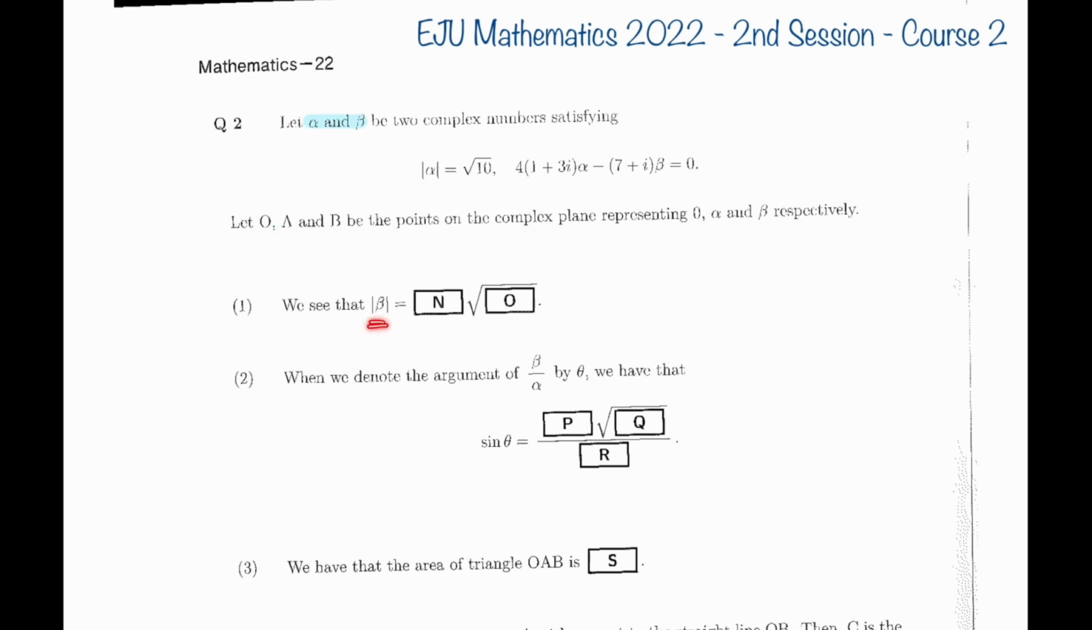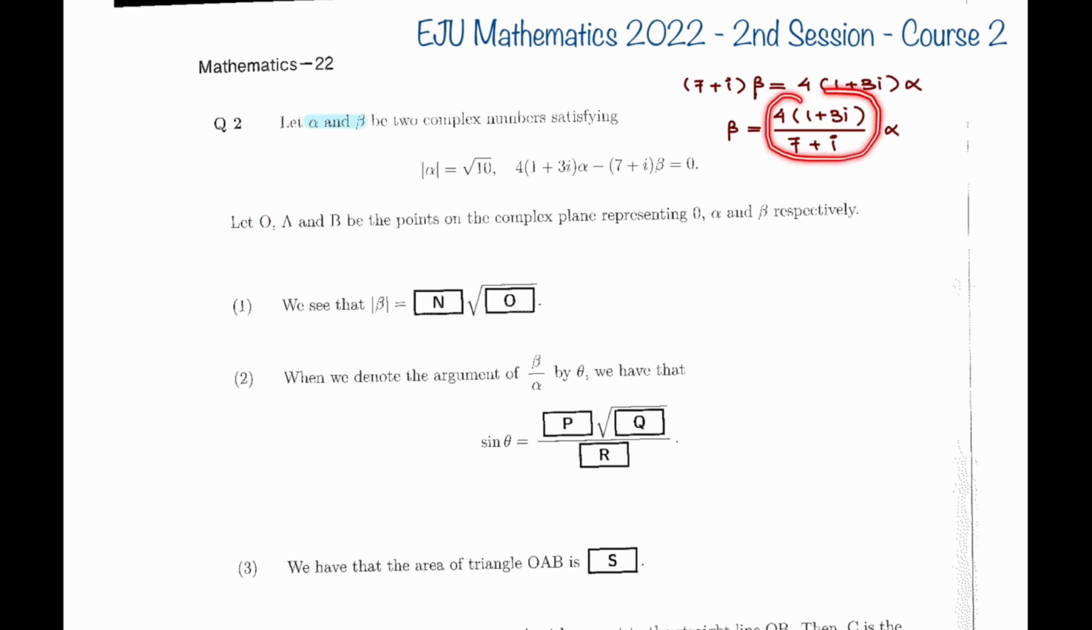We see that the modulus of beta is equal to blah blah blah. So the first question asks us to find the modulus of beta. From this expression, of course I can find beta in terms of alpha. First of all, I will move this expression to the other side. So I will have (7 plus i) beta is equal to 4 times (1 plus 3i) times alpha. If I want to find beta, I can divide by 7 plus i on the other side. So my beta is equal to 4(1 plus 3i) over (7 plus i) times alpha.